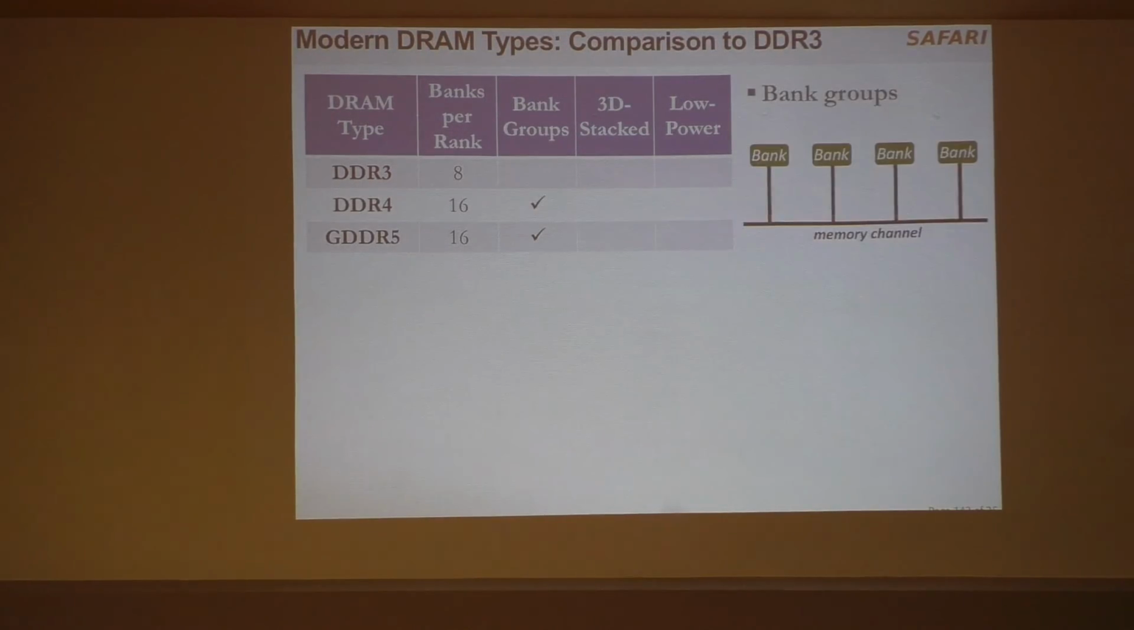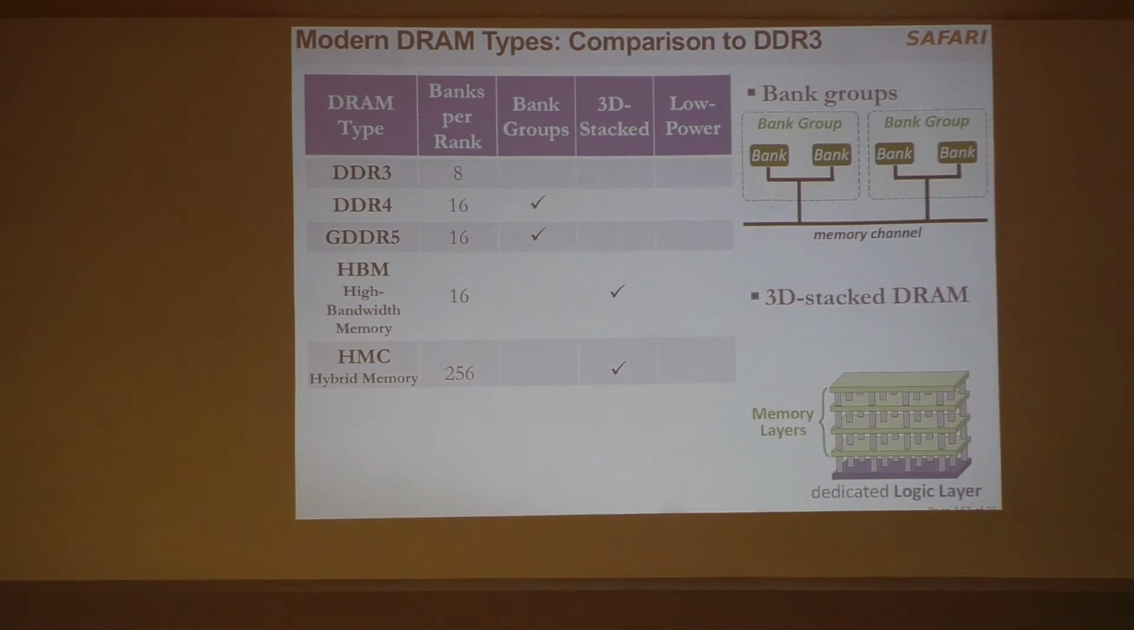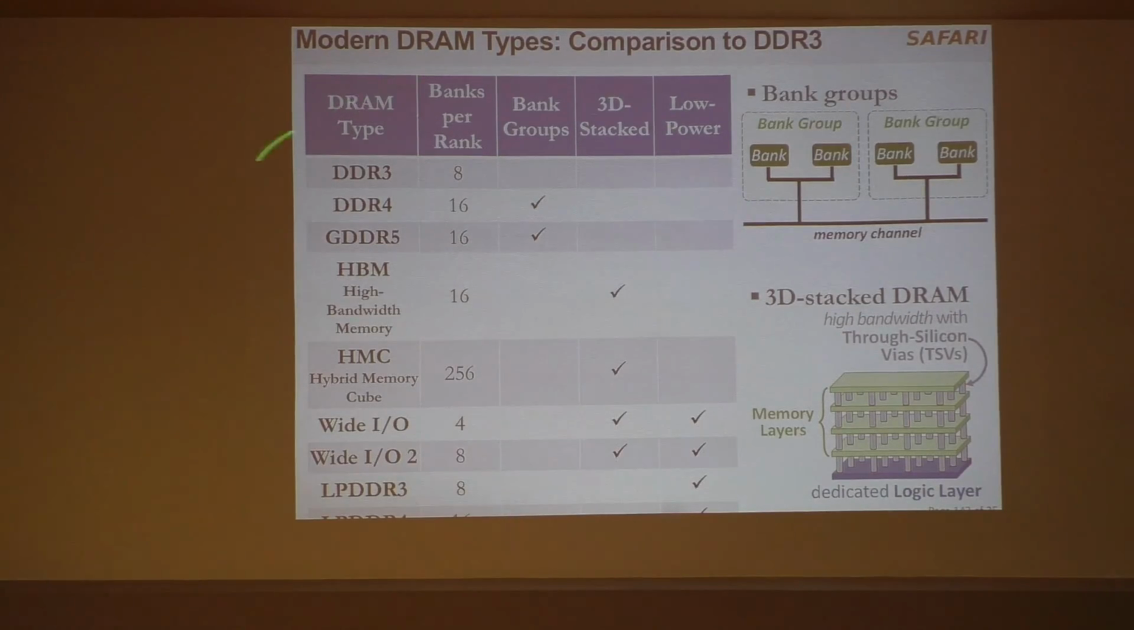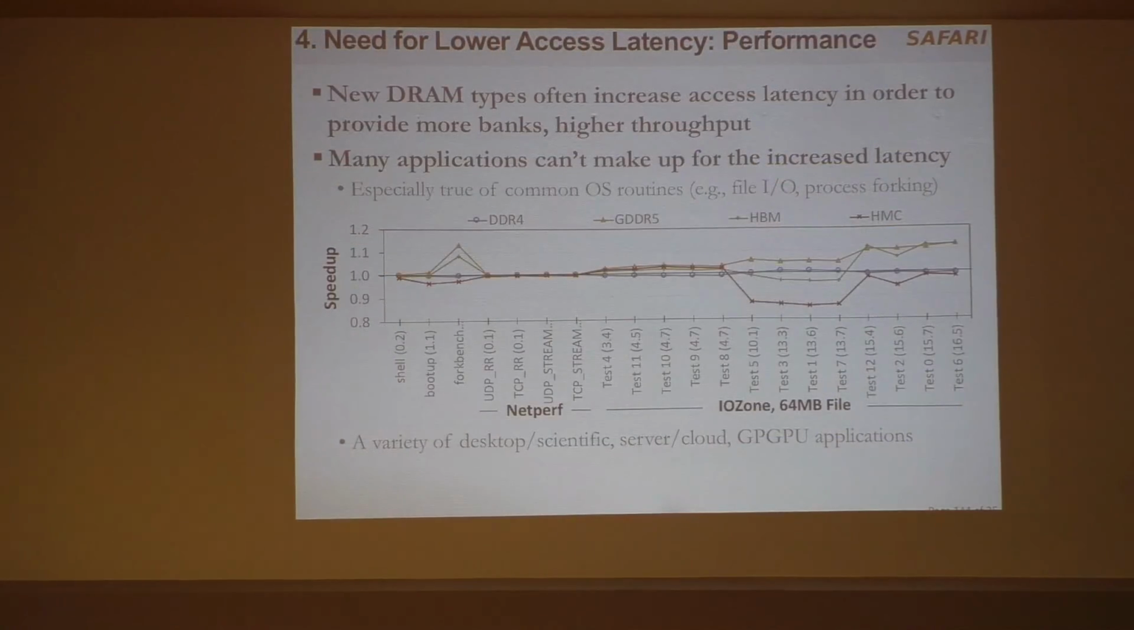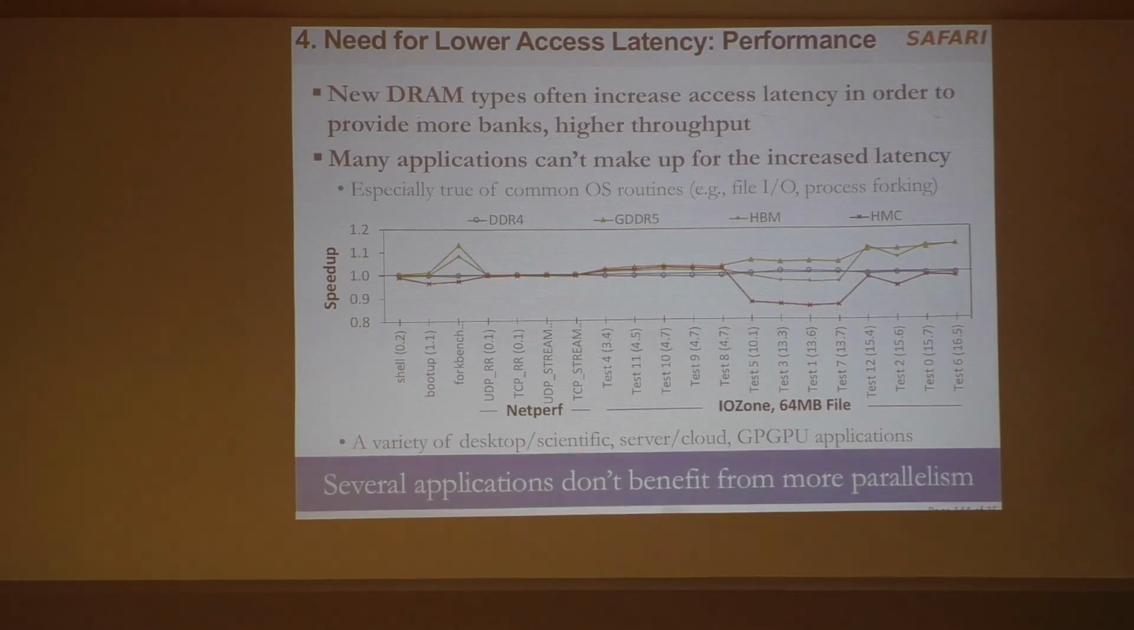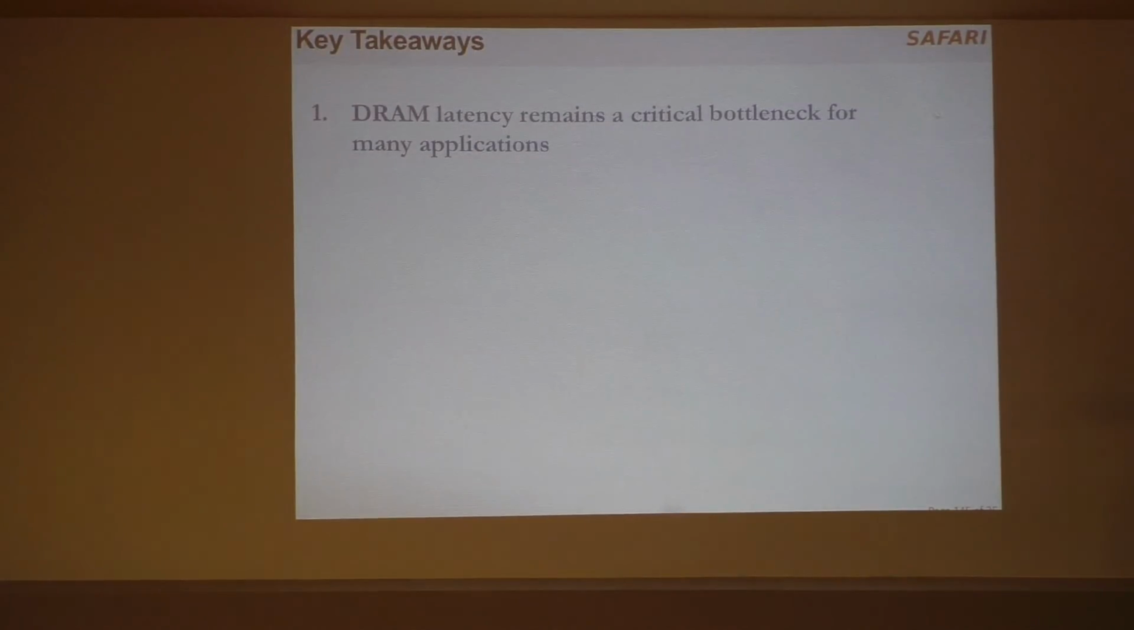Basically, these were the DRAM types. You can see there, this paper covers a lot of DRAM types. If you want to learn about DRAM, LPDDR4 is there. It looks at a lot of different trade-offs in DRAM design. And one of the conclusions is basically you want lower access latency to get performance. New DRAM types often increase access latency, but many applications cannot make up for that increased latency in the end. And the key takeaways in this work are 4 things.